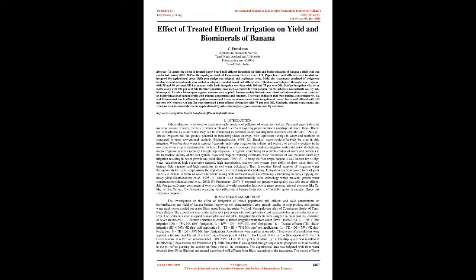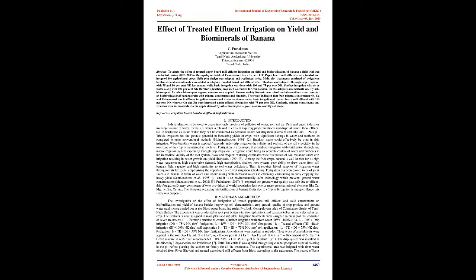Introduction. Industrialization is believed to cause inevitable problem of pollution of water, soil, and air. Pulp and paper industries use large volume of water, the bulk of which is released as effluent requiring proper treatment and disposal. Since these effluents fall in borderline as saline water, they can be considered as potential source for irrigation. Gamathi and Abalsamy, 1992, [1]. Trickle irrigation has the greatest potential in increasing yields of crops with significant savings in water and nutrients as compared to other conventional methods. Mohammed Haroon, 1991, [2].